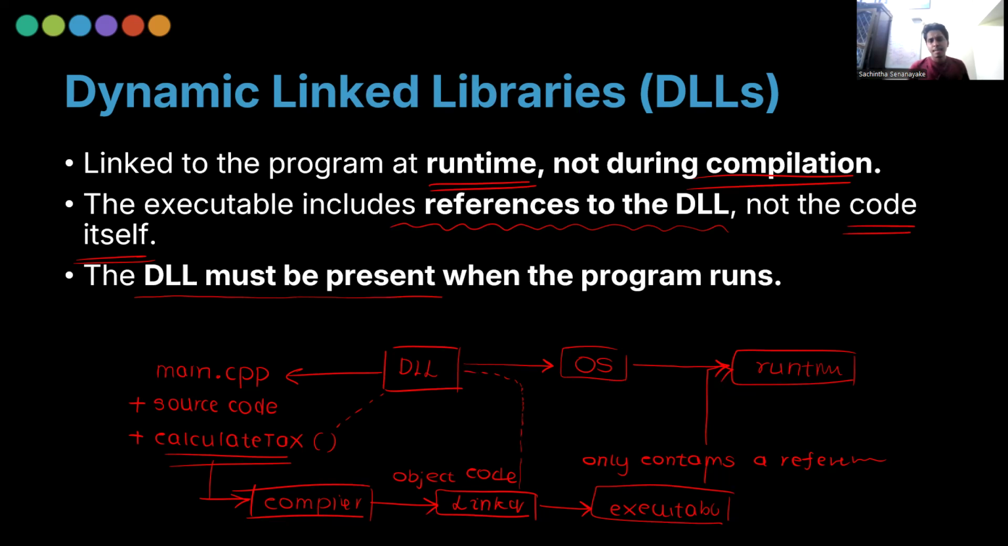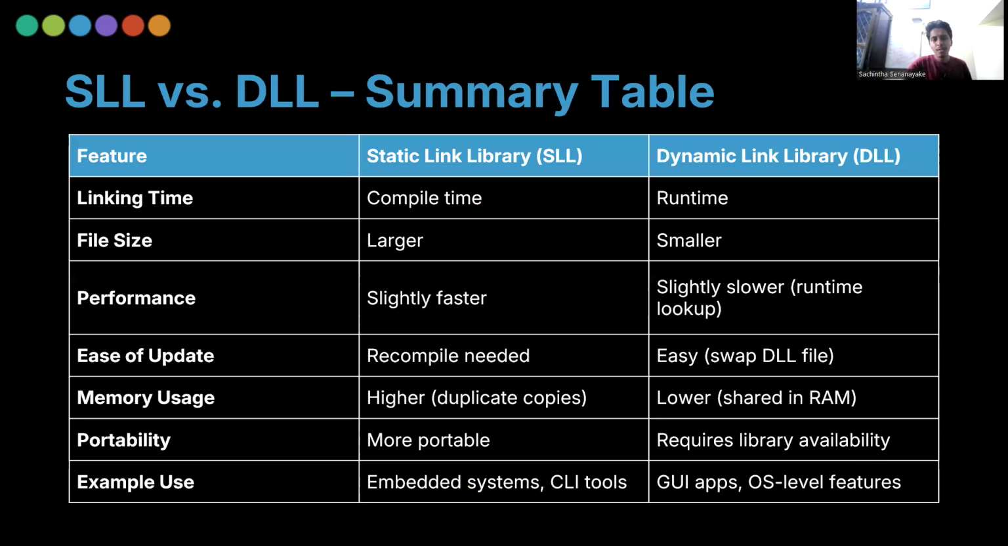So DLLs establish references to library programs. SLLs literally copy paste the library program. So as a result, SLLs produce a standalone executable, whereas DLLs produce an executable that still requires a reference to the program. Now, finally, you end up with SLLs and DLLs. As a quick summary, let's quickly discuss the differences between the two.